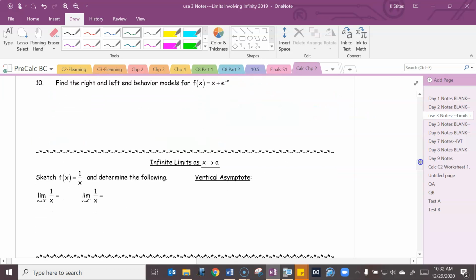All right, just a few more things to talk about. First, we're going to find the right and left-hand behavior models for this guy right here. This is a little weird. Right end behavior model, left end behavior model.